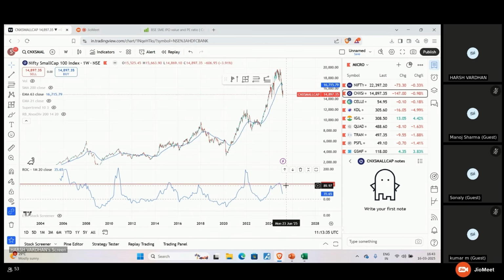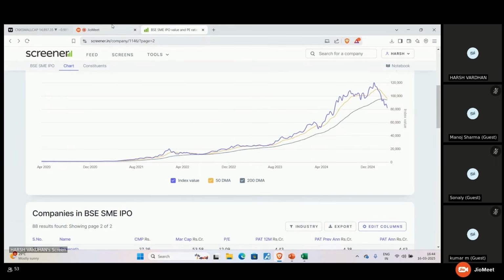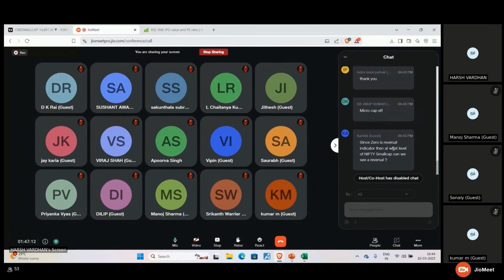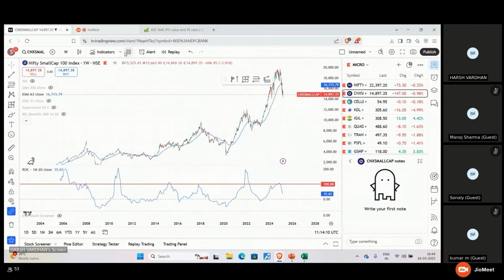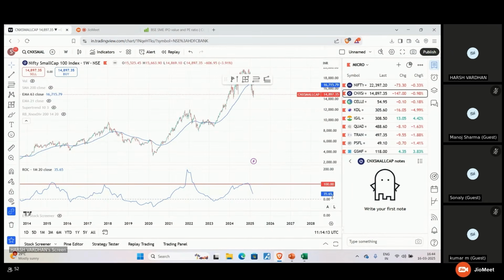Since zero is a reversal indicator, at what level of Nifty small cap can we see a reversal? Okay. So small cap, if you see the current level is 35, so it's still a long haul. You will have a few months of time correction, according to me, maybe 6 months, 8 months. But as seen in the previous corrections, for example, here the bottom was made somewhere here, right? But the buy signal came here. Why? Because there was a time correction and time wasting. So it saves you from time correction as well. That's why it will reach zero when the market is ripe for the next bull market. So till then you will not see a buy signal.